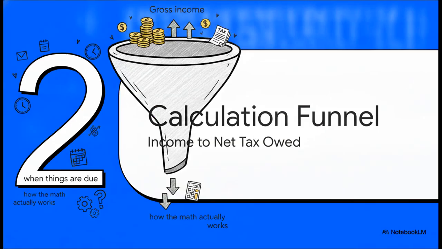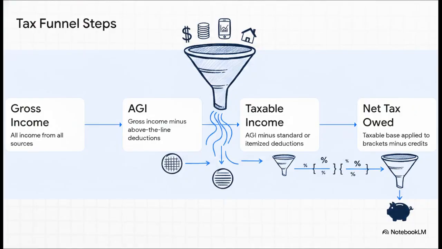All right, moving on to step 2, the tax calculation funnel, where we go from gross income down to net tax owed. And this brilliantly illustrates how we shift from deadlines to the step-by-step math that filters your macro income down to your micro tax bill. Think of your taxes as a giant filtration system. Step 1, right at the very top, is your gross income. That is everything you make from all sources: wages, side hustles, dividends, you name it, the whole shebang.